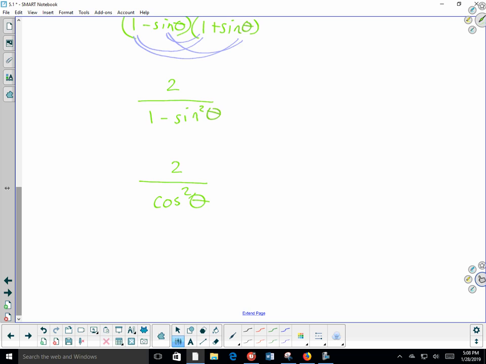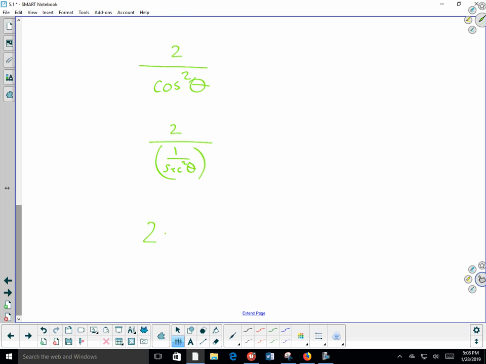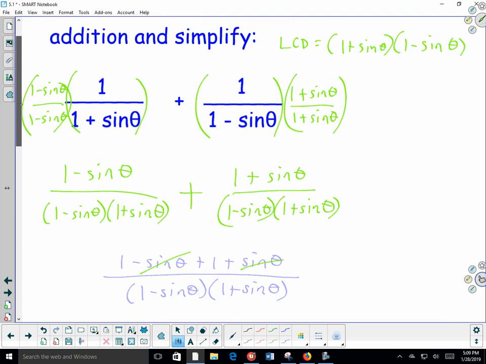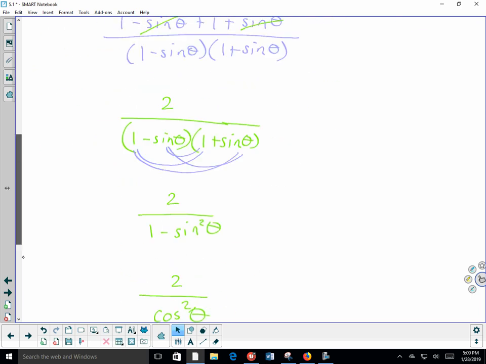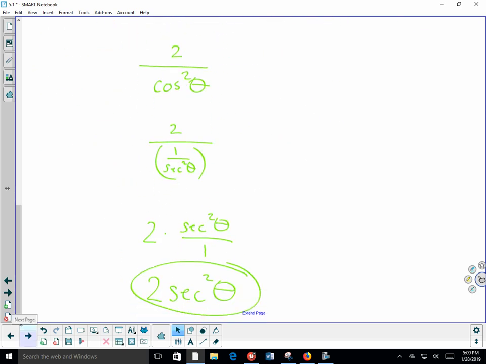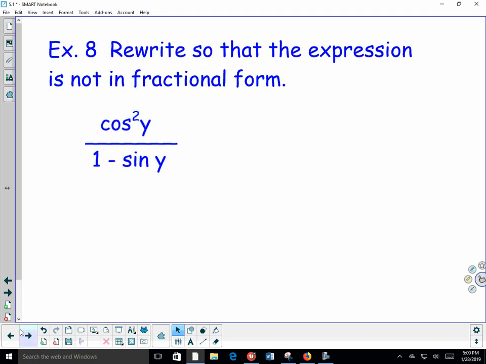Okay, and I think the last thing we could do here is to rewrite cosine squared. Since that's in the denominator, we could write that as 1 over secant squared theta, using another identity. And then that's the same as 2 times the reciprocal, so it's 2 times secant squared theta over 1. And so we get 2 times secant squared theta as our simplest way of writing this expression. So again, our original expression is really just a fancy way of writing 2 secant squared theta.